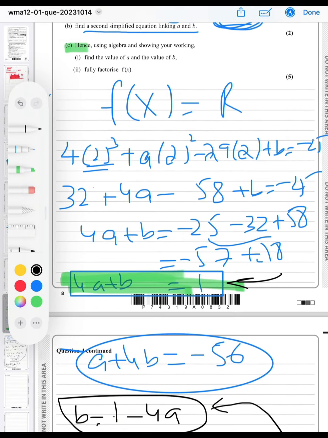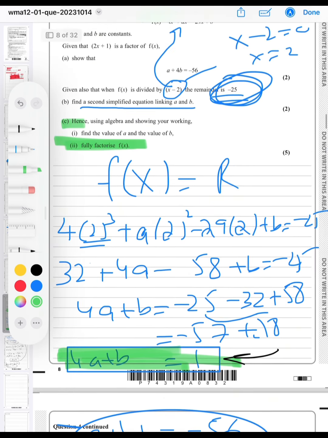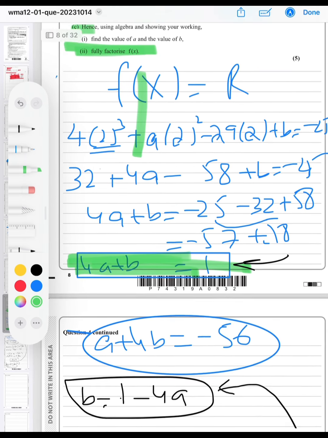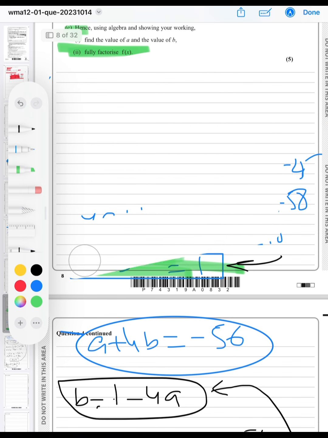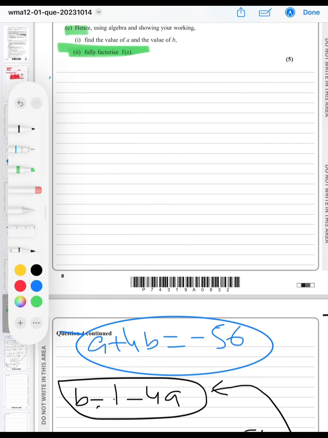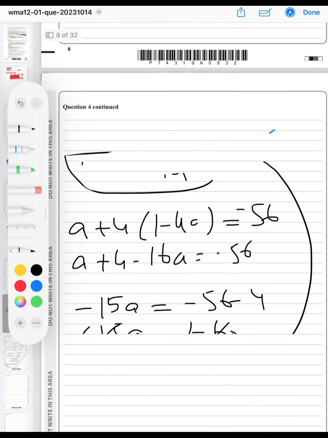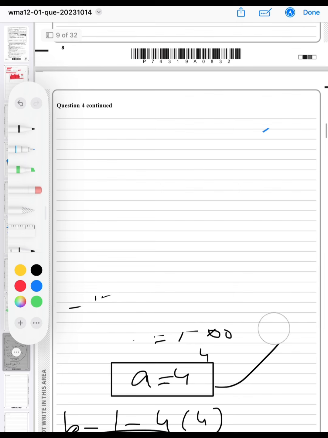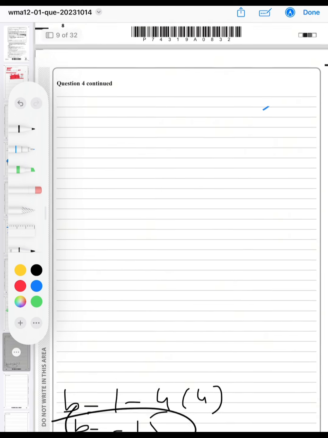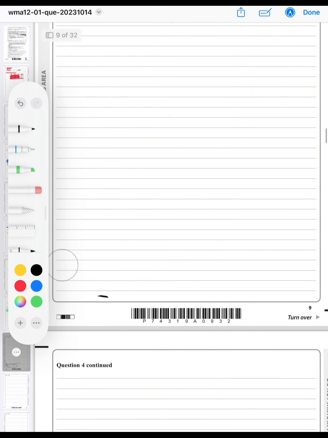Now fully factorize them. This is the last part. Fully factorize. What do they mean by this? Actually, in this chapter, there are some concepts. The first one is the remainder theorem, the second is the factor theorem, and the third one is, when you get the whole cubic equation, then you will factorize it to get all the three values for x.